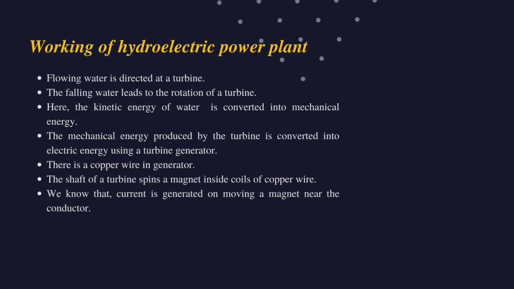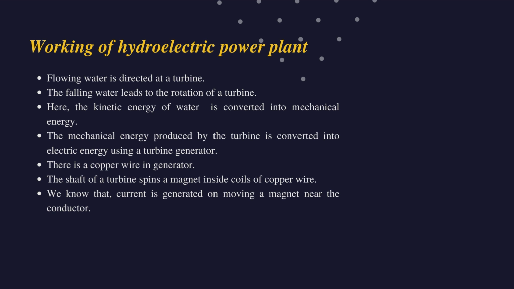Let us have a look at the working of a hydroelectric power plant. The water flowing from a reservoir or dam is directed at a turbine. As the water is moving with some velocity, it has kinetic energy. The water flowing leads to the rotation of a turbine. Here, the kinetic energy of water is converted into mechanical energy during the rotation of the turbine. The rotation of the turbine leads to the activation of the turbine generator. The mechanical energy produced by the turbine is then converted into electrical energy with the help of a turbine generator.